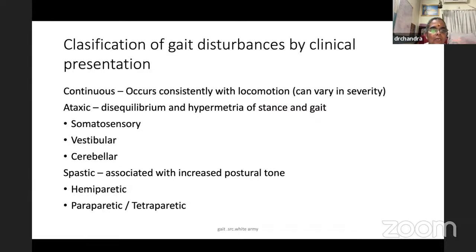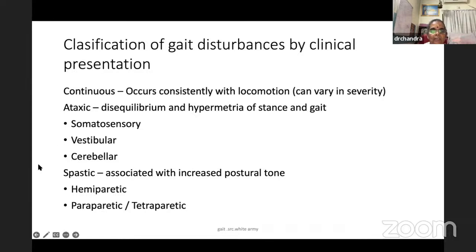So gait, we can classify based on the clinical abnormality, continuous abnormality. They occur continuously during locomotion. They are not intermittent, unlike freezing or shuffling. They are always present and can vary in severity. A typical example is ataxia. It persists always. It can be sensory ataxia, it can be cerebellar ataxia, or it can be vestibular ataxia. Then you have spastic gait, where there is increase in the tone and dragging. It can be hemiparetic or paraparetic.